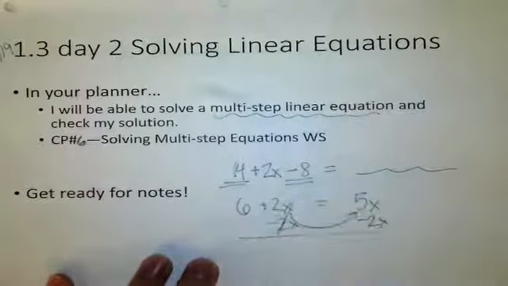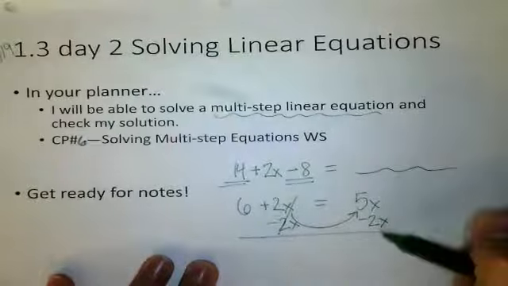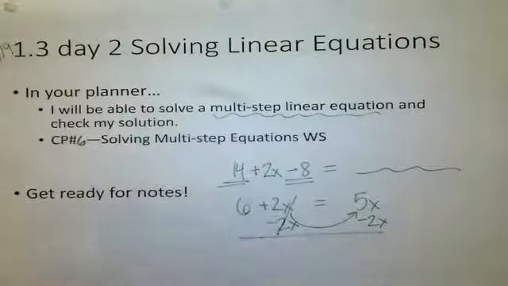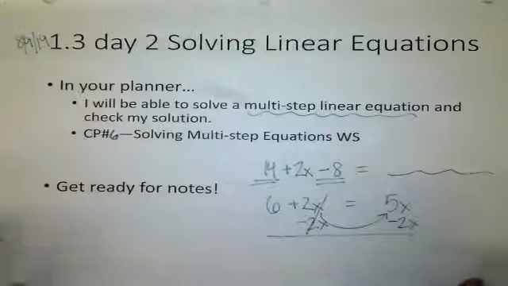Positive 2x and negative 2x add to be 0, and we can relocate it to the other side of the equation, okay? So same side, you do the same thing. If you're moving to the opposite side, you do the opposite thing, okay? That's really important that we get that cleaned up so that everyone's doing it correctly.